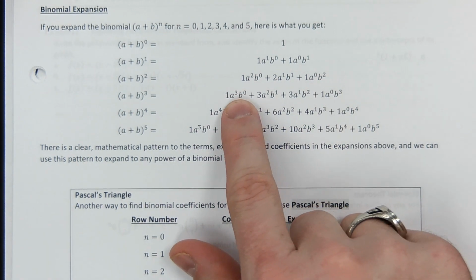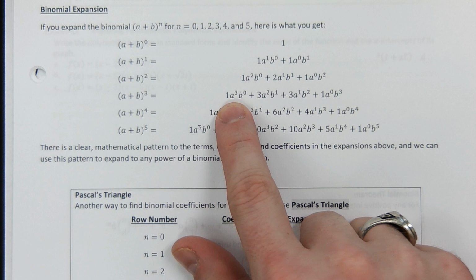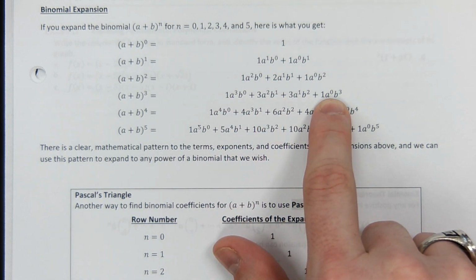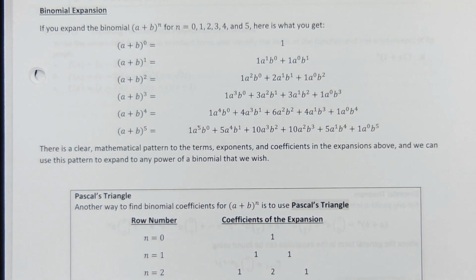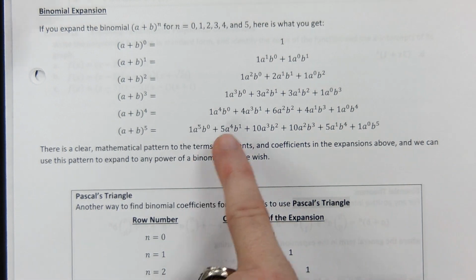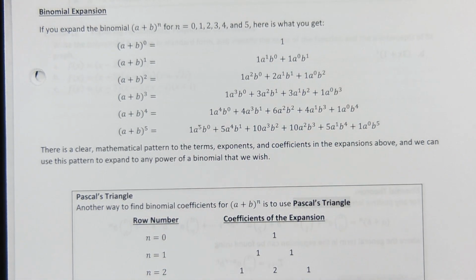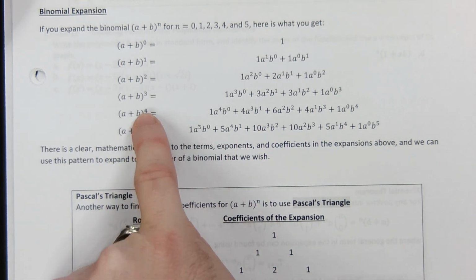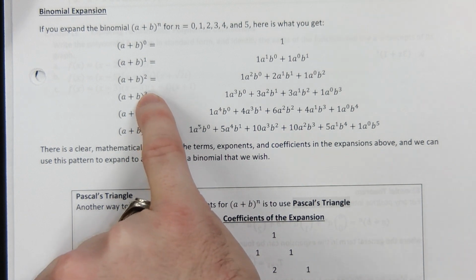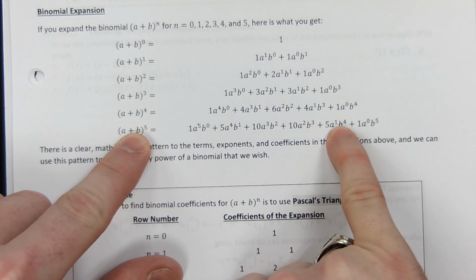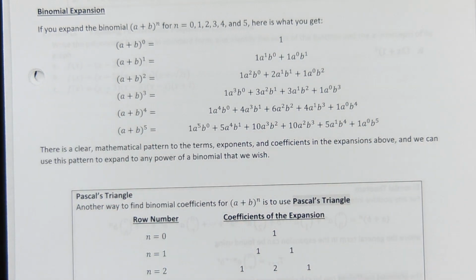So here it's 3 a's, no b's, 2 a's, 1 b, 1 a, 2 b's, no a's, 3 b's. Like I said, every time we move over a term, we lose an a, but we pick up a b. Also, it doesn't matter which term you choose. Pick one anywhere in that shape and add the two exponents. What you're always going to get is the exponent that you had on the binomial. For example, right here, that 3 and that 2 add to 5. This 1 and that 4 add to 5. So on and so forth.